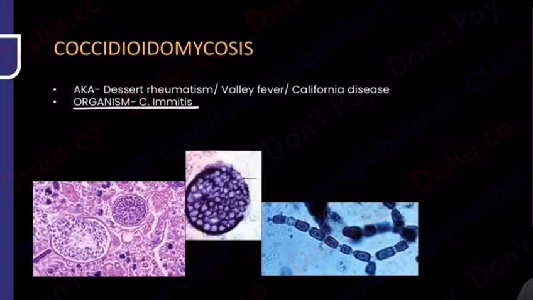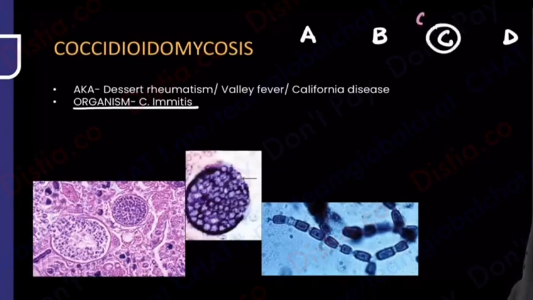Coccidioidomycosis is caused by Coccidioides immitis. And remember, if you want to learn this within a second, you have to learn something known as ABCD. So the C is very obvious that I'm dealing with the organism Coccidioidomycosis. So C means that, but D will tell you the other name. Remember, this is known as desert rheumatism.